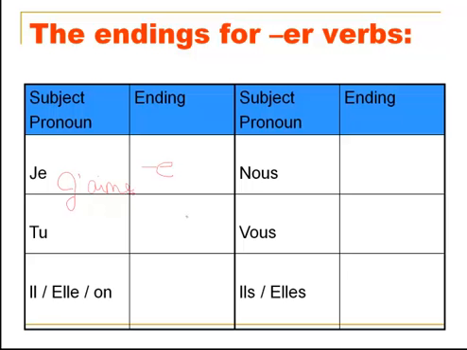The terminaison, or the ending that goes with tu, is es. Il, elle, or on, e. So you drop the ER and you replace it with e. Nous, the ending is ons. For vous, the terminaison est ez. Remember that is pronounced like an A sound. And then for ils and elles, the plural, we have ent, where the t, remember, is silent. But that is the ending that you use when your subject is third person plural.